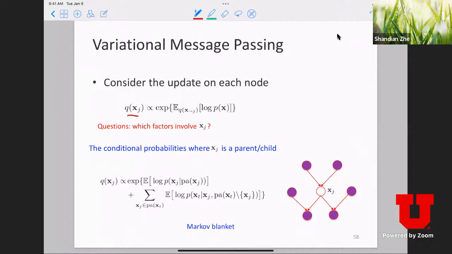So you take the joint probability over all the nodes, and then you take expectation over the log joint probability. The expectation is under all the other nodes except the node j. Then you take the exponential and do the normalization. Right? This is just applying the rule of the mean field update. And then the natural question is, which set of nodes in the Bayesian network really determines the update of Q of xj?